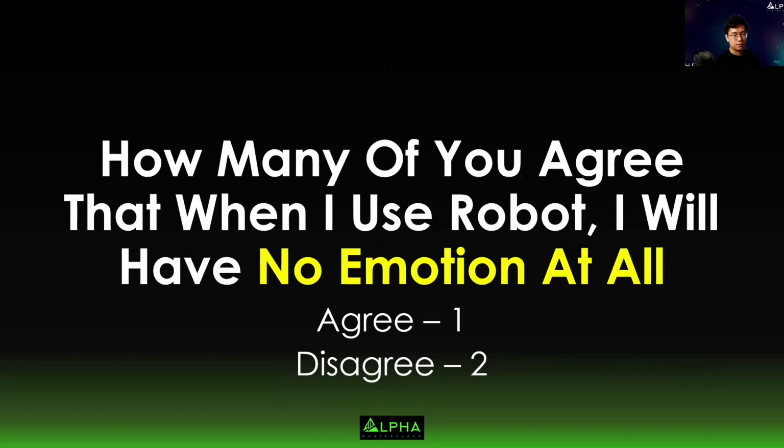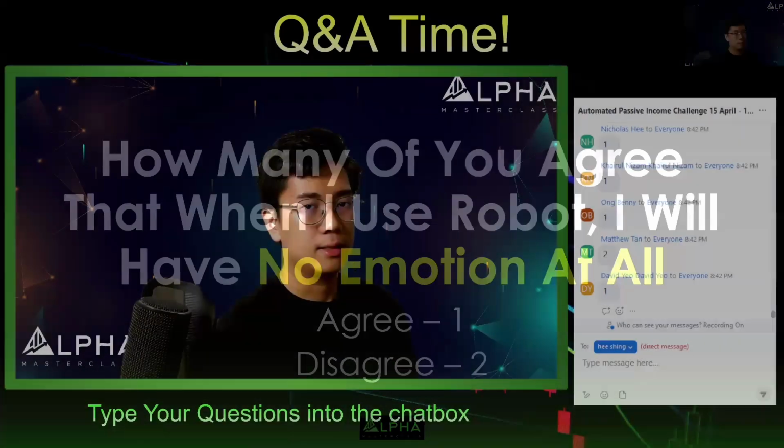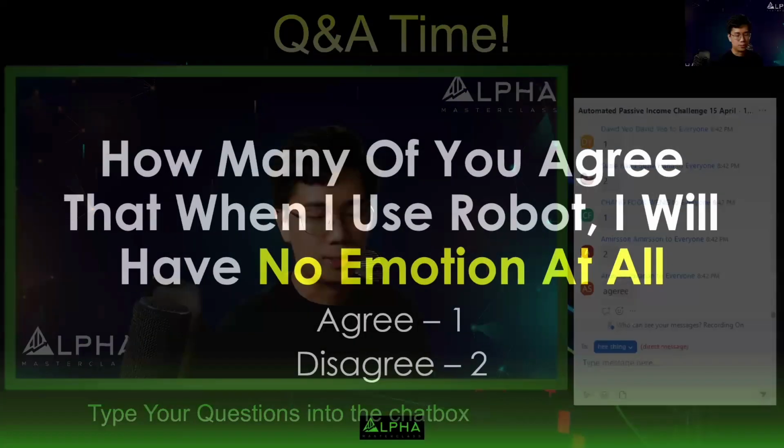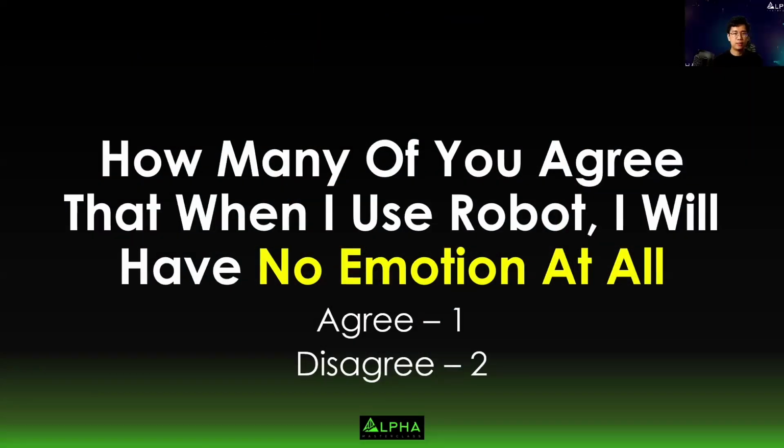Alright. Nicholas 1, David 1. Alright. And Chang 1, 2, 1, 2. I can see that there is a mixture between 1 and 2. But the truth is that from my experience, this is not 100% the truth.